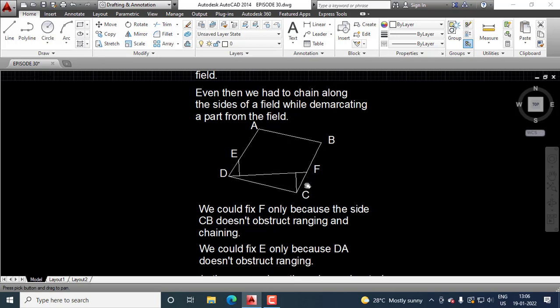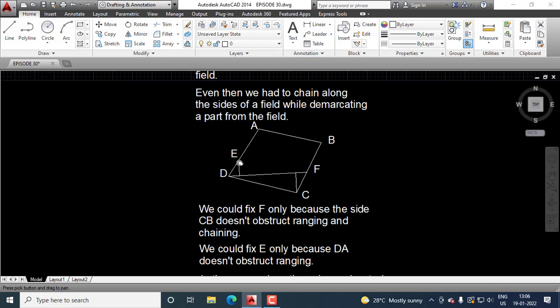If this line is not chainable or rangeable, we can't fix F here. If ranging and chaining are obstructed, we can't fix F here. We took it for granted that CB is rangeable and chainable also.